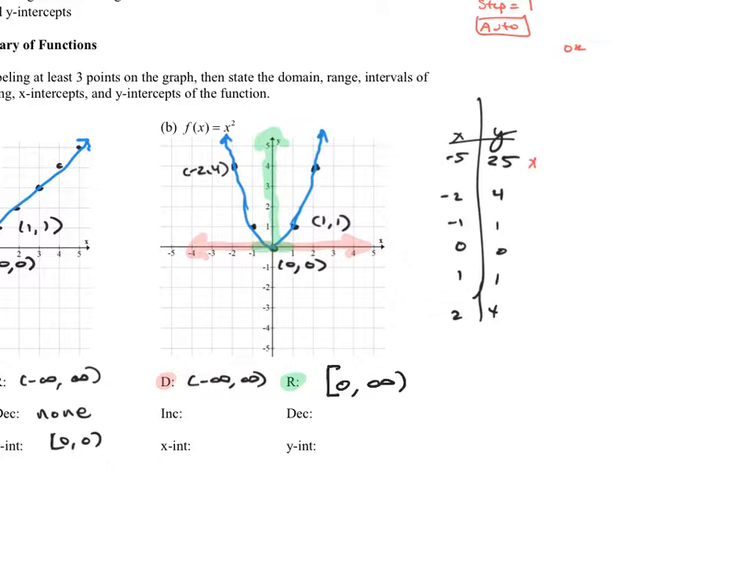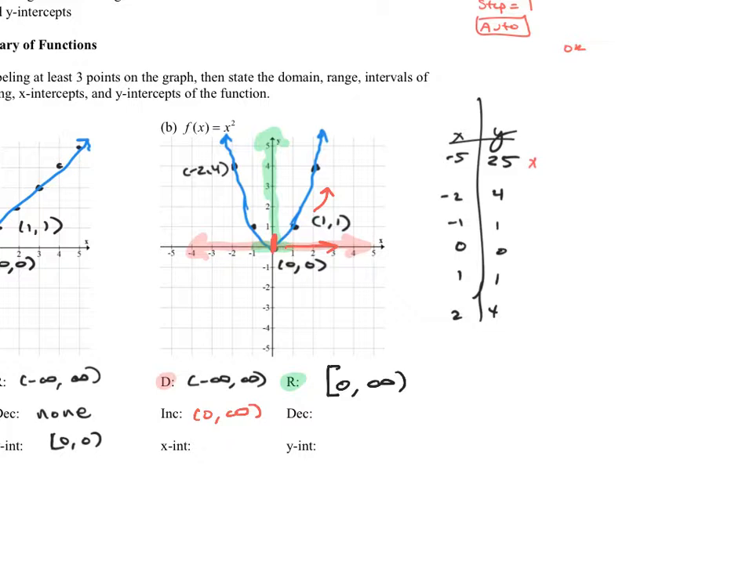So that is my range. Bracket 0, infinity. Increasing is when is this graph going up? Well, if I look, it's going up from 0 all the way to the right. It's x values here. Increasing and decreasing is x values. So from the point 0 all the way to the right, I know this graph is going up. So my increasing would be 0 to infinity, with parentheses. Always do increasing and decreasing with parentheses, okay?